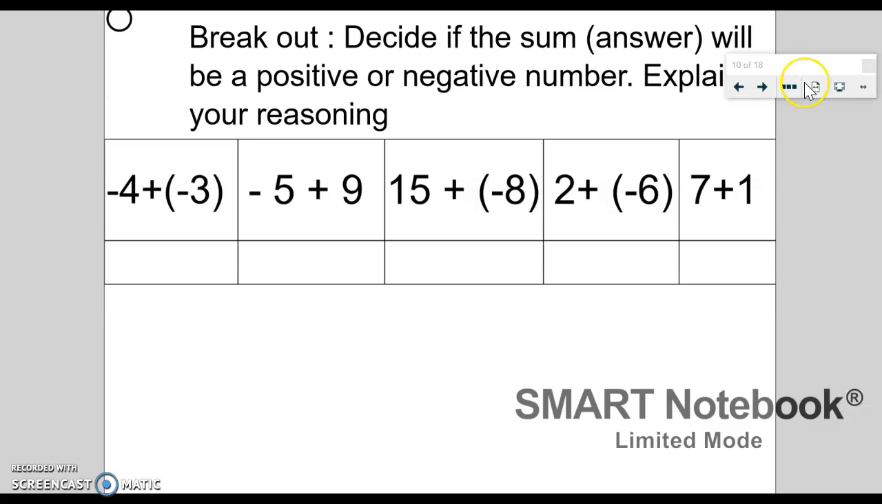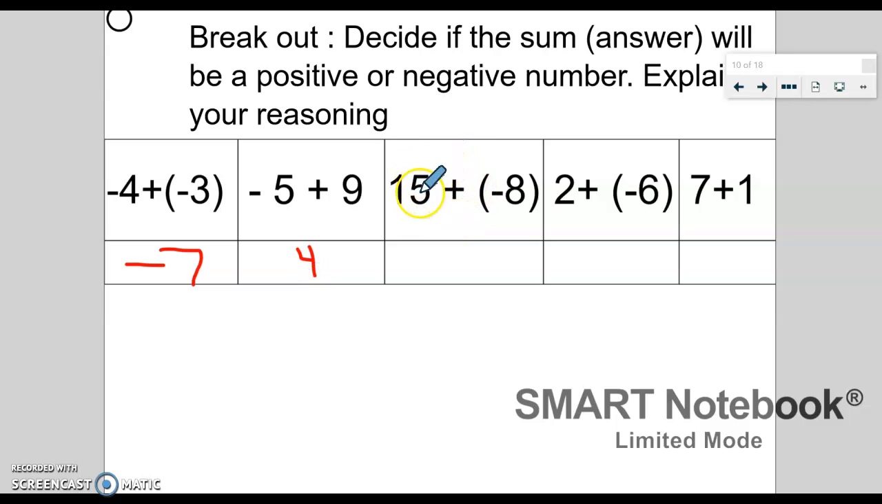So right now I'm going to have you pause and try these examples that we have. We have 5 examples for you. -4 plus -3. You start at 0, go left 4 spaces to -4, and then that -3 means I go left 3 more spaces, and my answer is -7. -5 plus 9. You start from 0, go left 5 spaces, and then you go right 9 spaces, and your answer is 4.